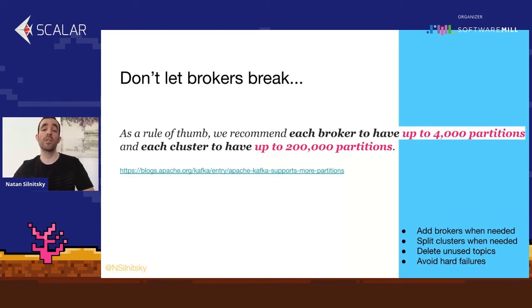If you put more and more partitions on the brokers and clusters, you have slower performance, especially when some broker goes down and up. It will take them a lot more time to get all of their partitions back. So add more brokers when you see the need for that, and split clusters into smaller clusters when the need arises. Also delete unused topics. Sometimes topics are already unused and you can just delete them safely. So that can also help the situation. We want to avoid hard failures. We want to avoid slow performance. The idea is to have active maintenance.